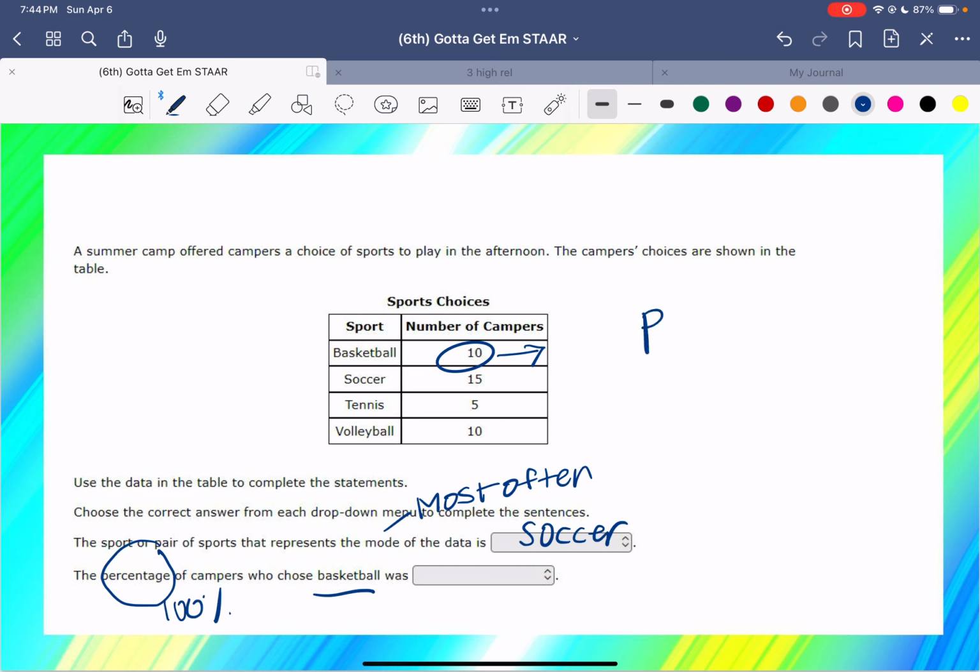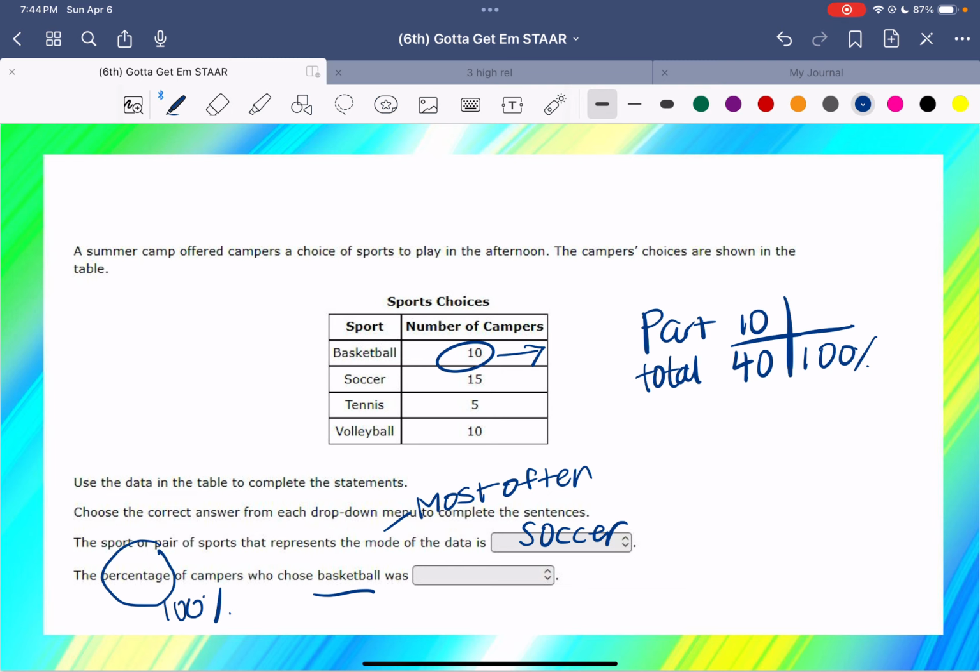Now I have to figure out the percentage of the basketball. Well, your part is 10. We don't know the total. We have to figure that out, but we do know that percentage is out of 100. So I'm going to solve it using a proportion. So I'm going to add up the 10, 15, that's 25, that's 30, that's 40. That's the total.